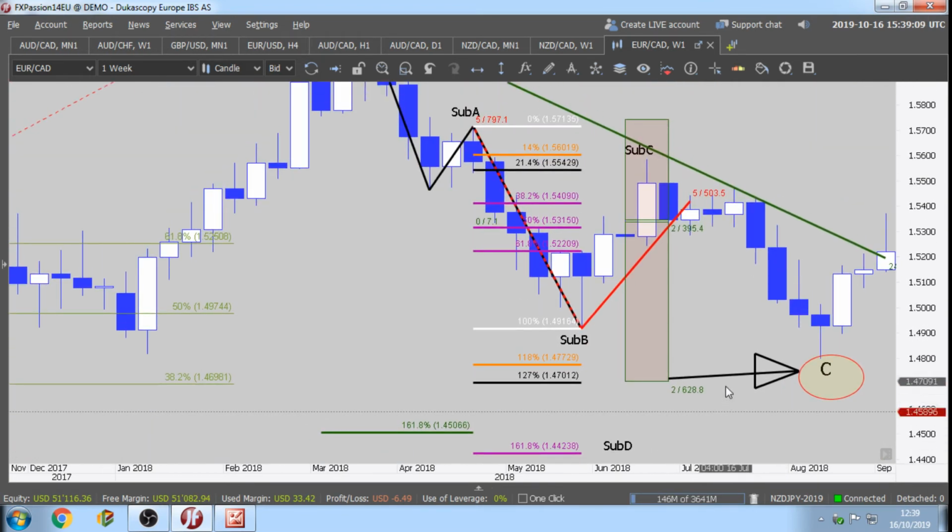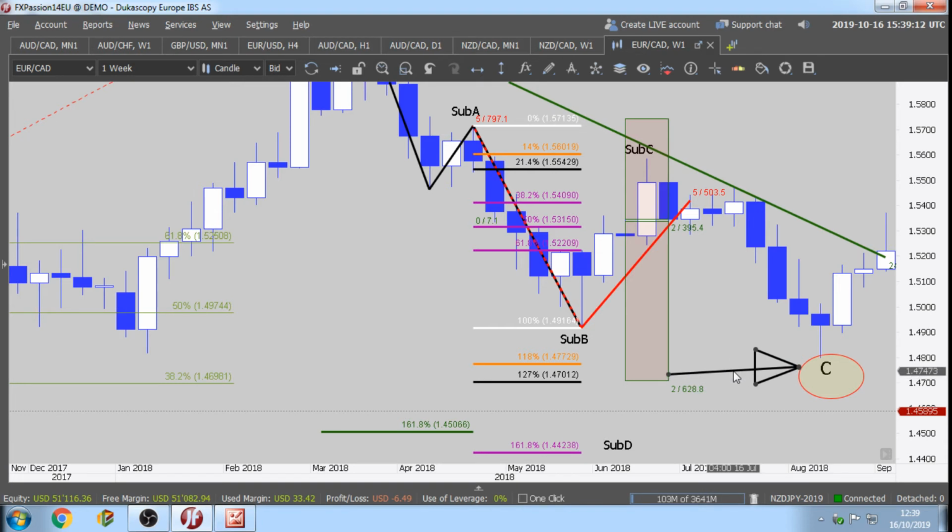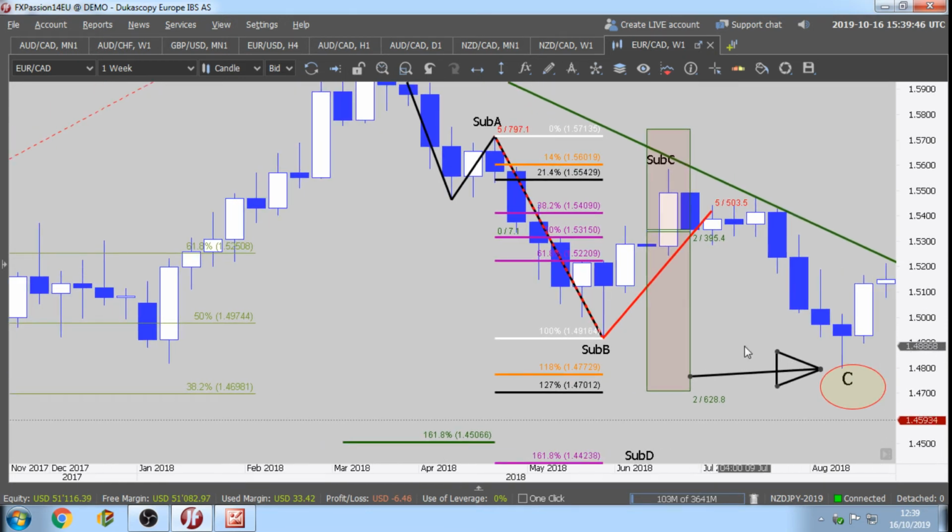Now, is this C confirmed? Is this a confirmed C of the original Fibonacci on Euro-CAD weekly chart? So unless you get a confirmed C, you won't trade the extension either. Sometimes yes, sometimes no. It depends on the risk reward. But if you can find the confirmed C, then it's better.